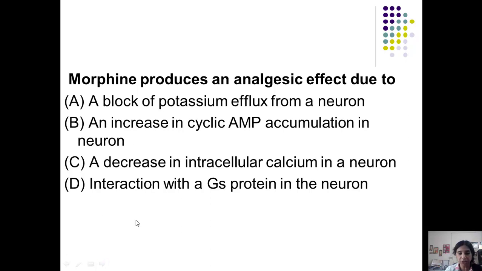Let us see from the option down. It is interaction with the Gi protein. No, I told you it is the interaction with the Gi protein, not the interaction with the Gs protein. So this is an incorrect statement.